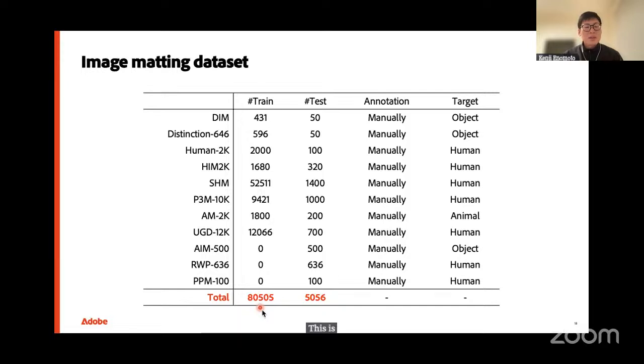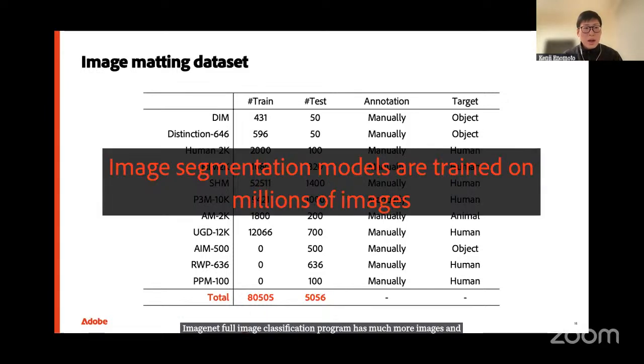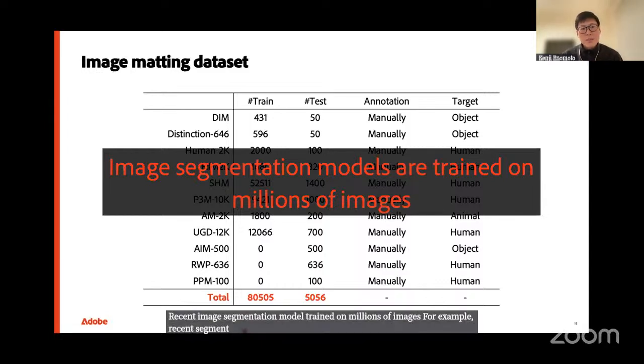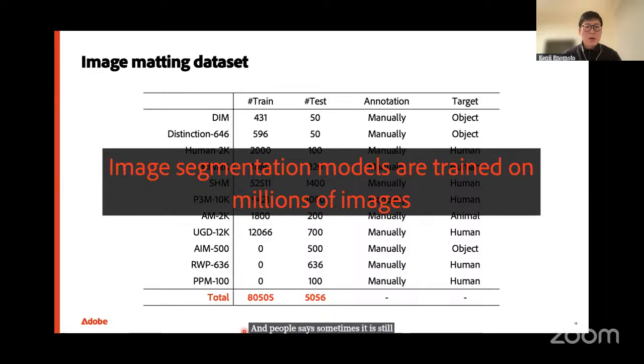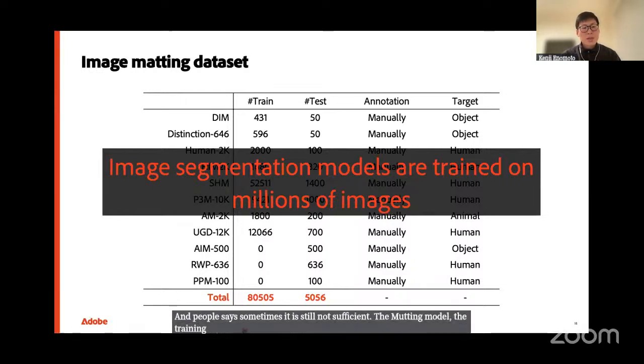This is a list of commonly used image matting datasets. The total number of training images is around 80,000, which is a very limited number for an image recognition problem. As you know, ImageNet for image classification has many more images, and recent image segmentation models are trained on millions of images. For example, the recent Segment Anything model proposed by Meta published more than 11 million images, and people say sometimes it is still not sufficient. So the training data for matting models is very insufficient, and matting models are at serious risk of overfitting or limited generalizability.